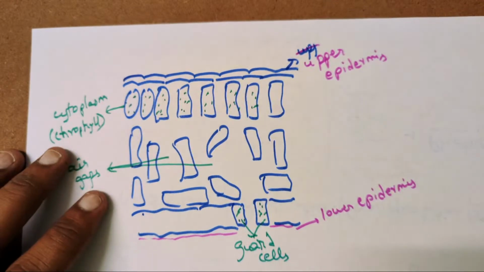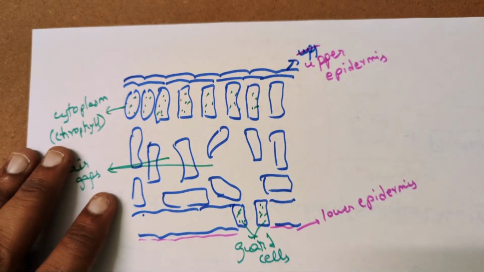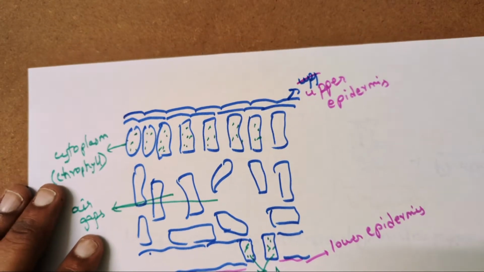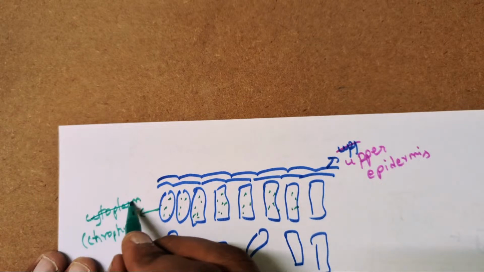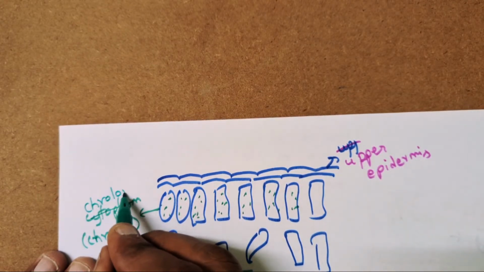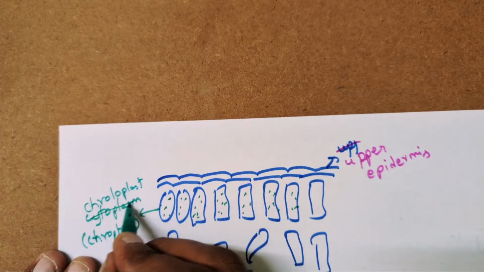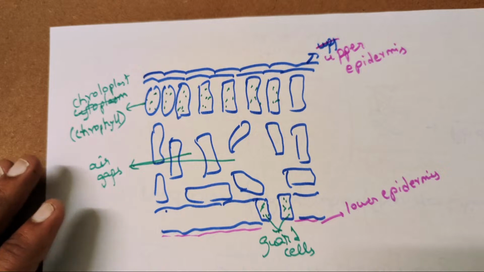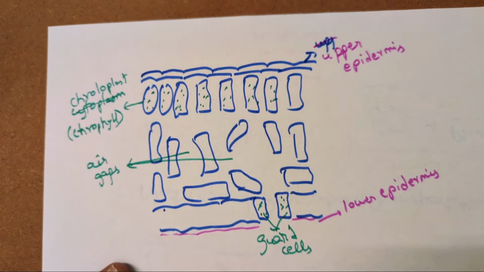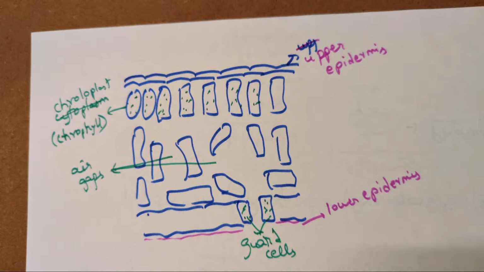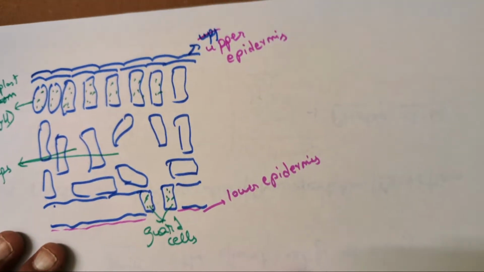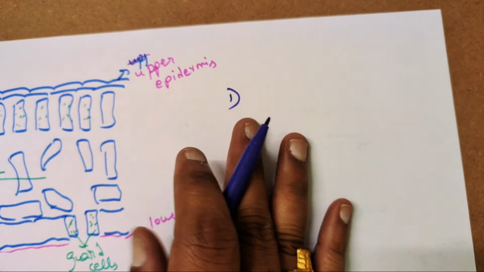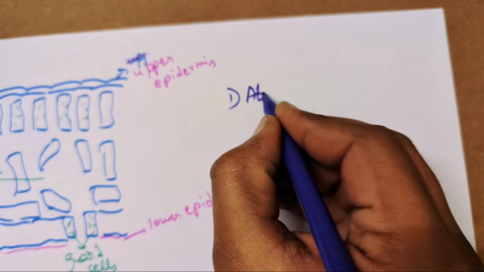So let's study the chloroplast. This is not cytoplasm, it is chloroplast. Inside the chloroplast we have chlorophyll. Chlorophyll is the green pigment present in the leaf, which is necessary to perform photosynthesis. Let's divide photosynthesis into three steps. The first step is absorption of sunlight.